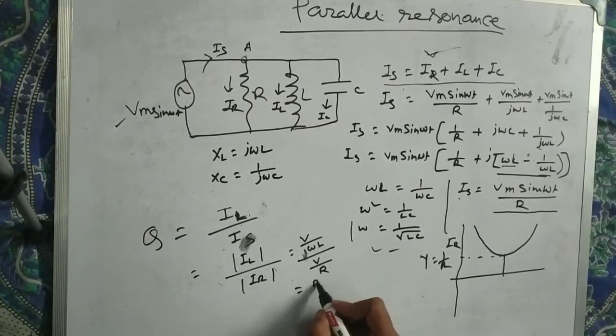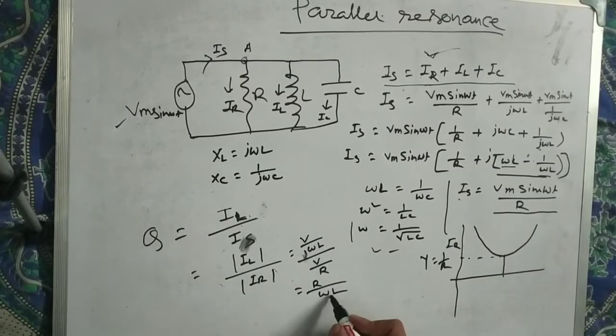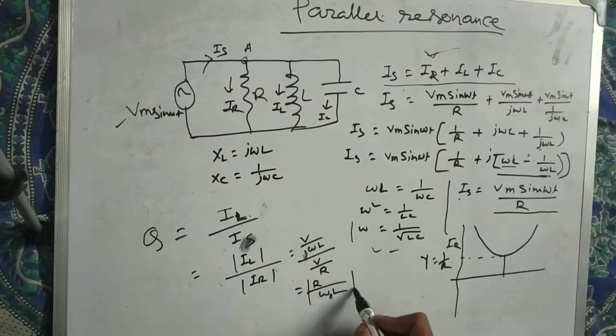So quality factor equals R by omega L. At resonance frequency, this is R by omega 0. This is the quality factor of the parallel resonance circuit.